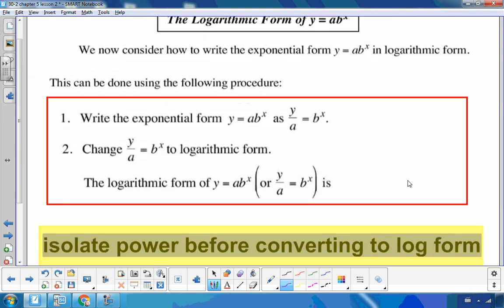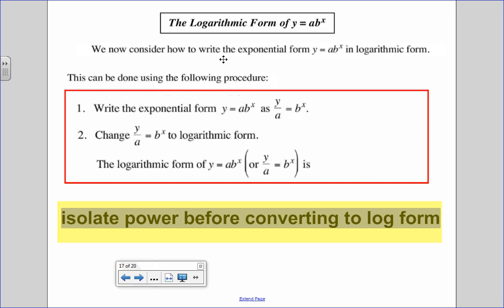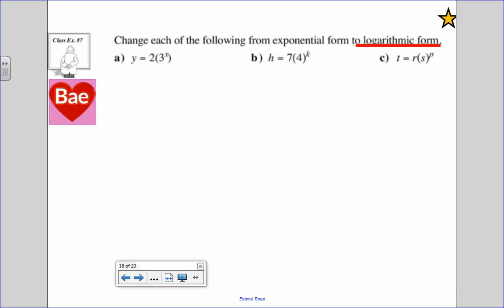This next part, all I want to do is highlight the steps. Anytime I have an exponential equation, a times b to the x, if I want to switch it into log form, the very first thing I have to do is isolate the power. Once I isolate the power, the b to the x, by dividing both sides by a, to go from here to log form, because I love logs, I just use bay. So isolate the power before you switch it into log form. Once I've done that, if I want to write this in log form, I can do base answer equals the exponent. So let's try that.